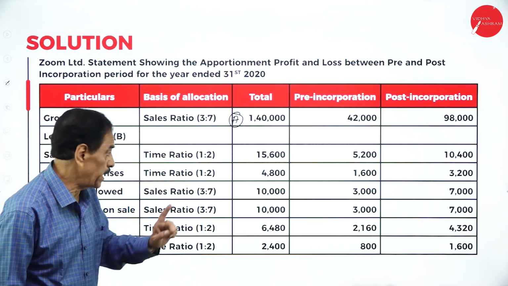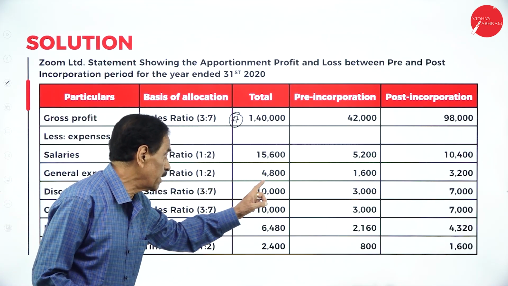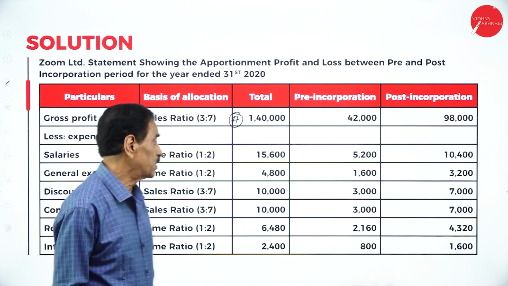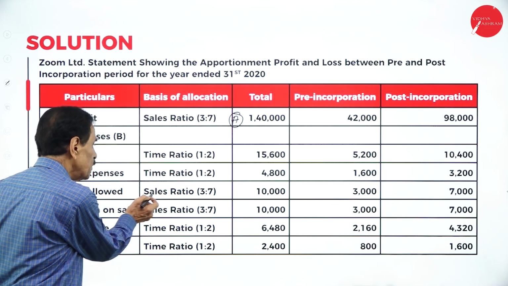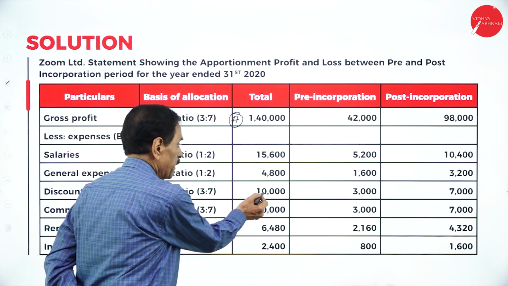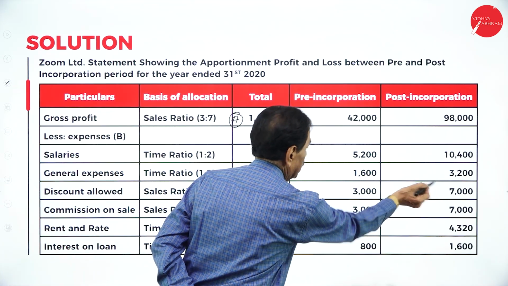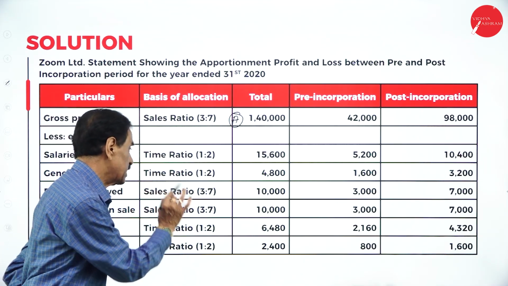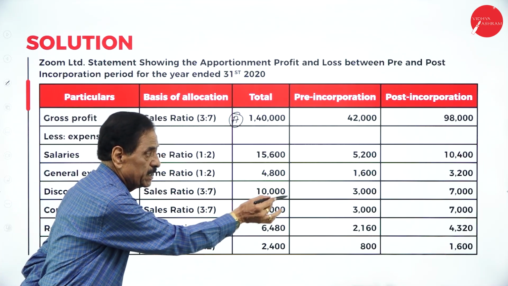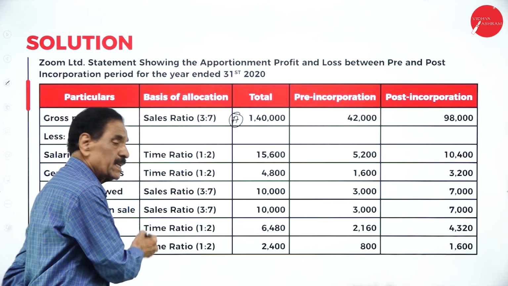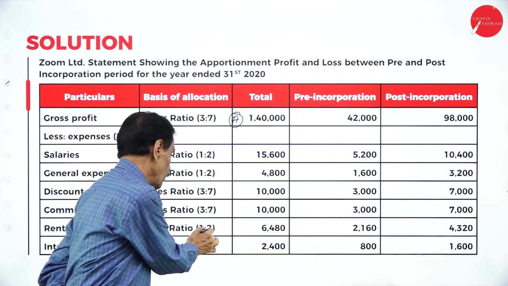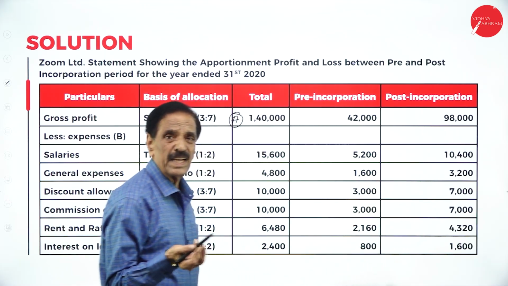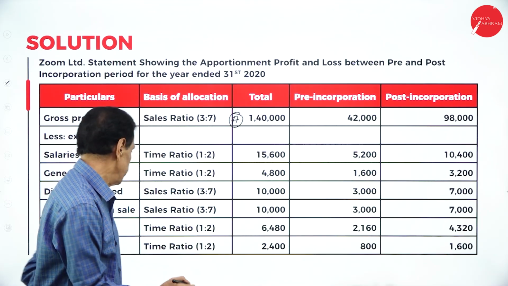General expenses, time ratio 1:2. 1/3 of 4,800 is 1,600. Post 3,200. Discount allowed on the sales ratio: 3/10 of 10,000 is 3,000. 7,000. Just division, that's all. Commission on sales, sales ratio: 3/10 is 3,000, 7,000. Rent and rates, time ratio 1:2. 1/3 of this is 2,160. You take the calculator and easily divide.